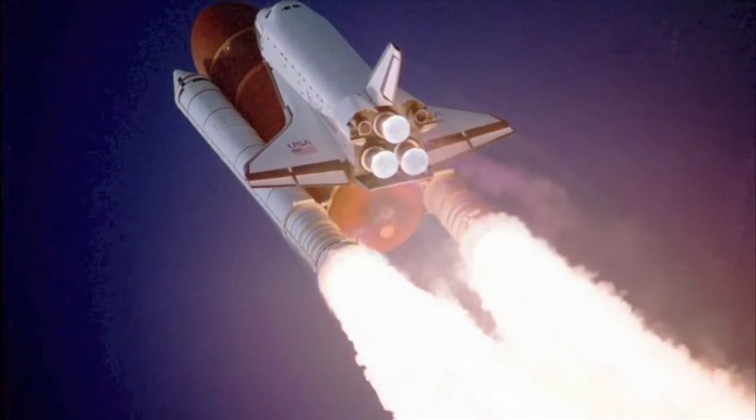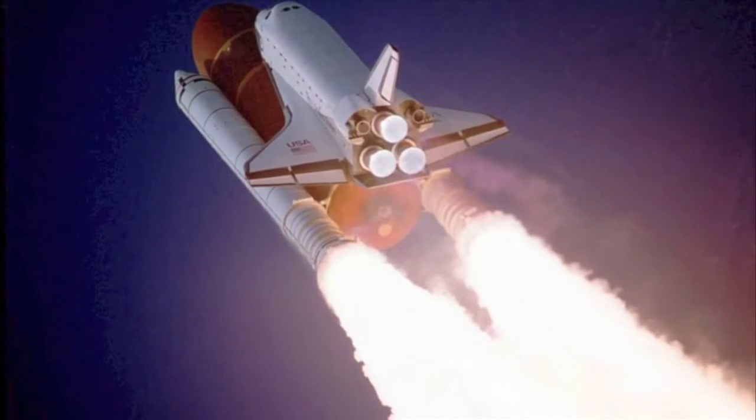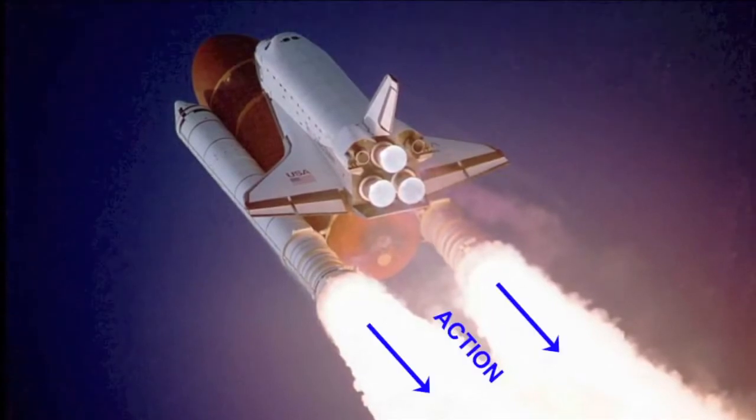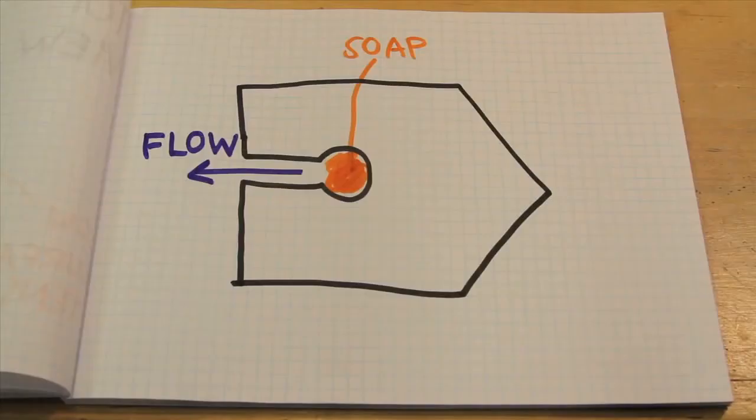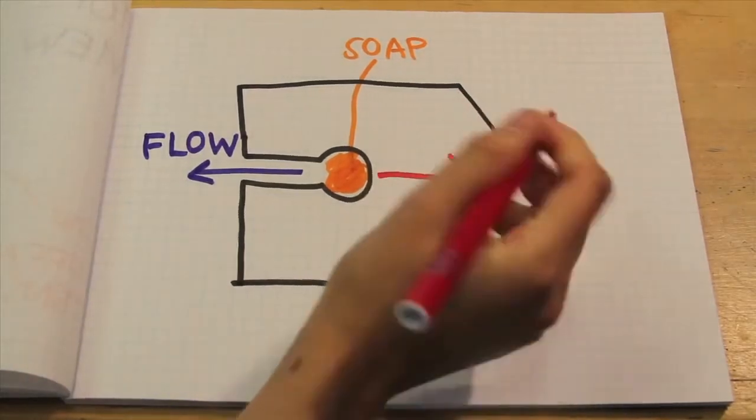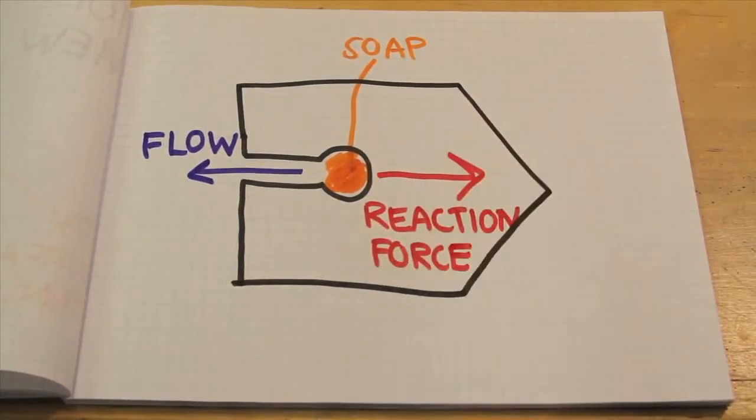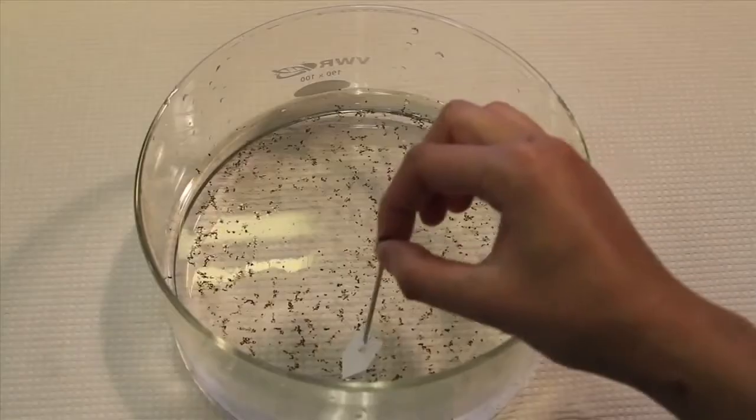This kind of propulsion works because of Newton's third law, which states that every action has an equal and opposite reaction. The action of the fluid coming out of the back of the boat produces a reaction in the opposite direction, propelling the boat forward.